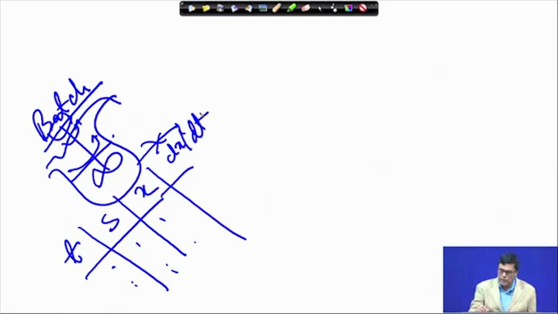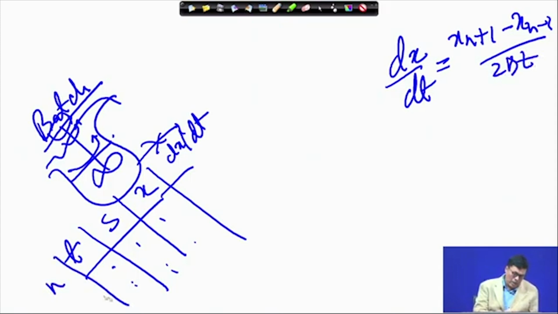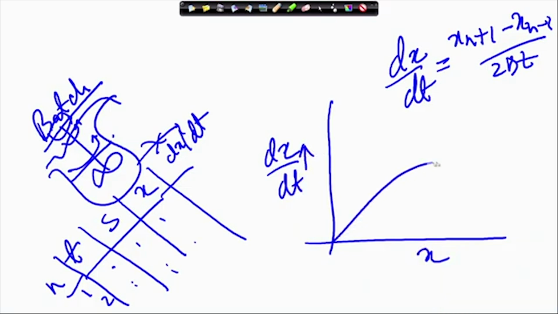And then we can find out dx by dt. I told you how we can find out dx by dt: dx by dt equals x(n+1) minus x(n-1) divided by 2 del t, where n is the number of the sampling point, 1, 2, 3, 4 like this. Now in this particular batch data, we can plot dx by dt versus x. Am I right? And then we have the plot like this.